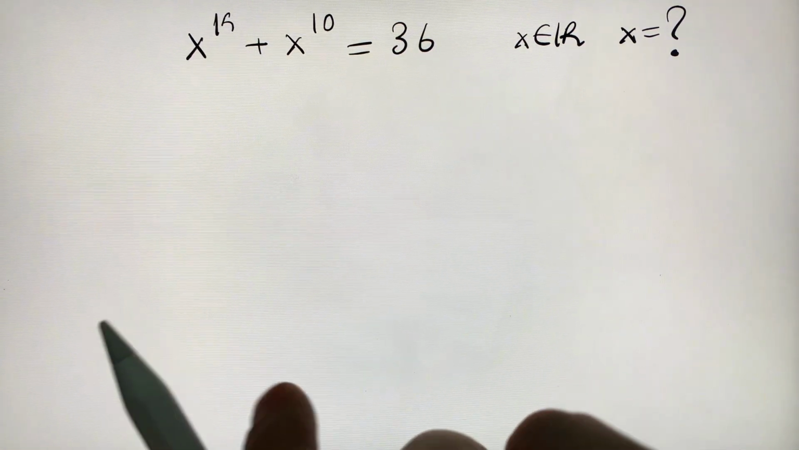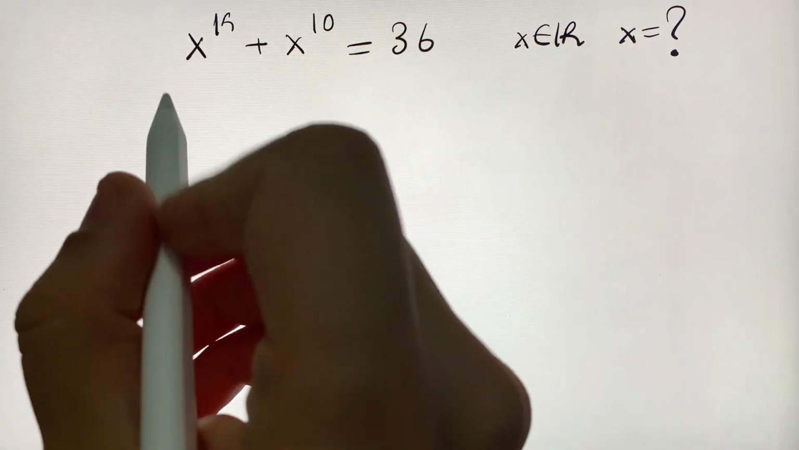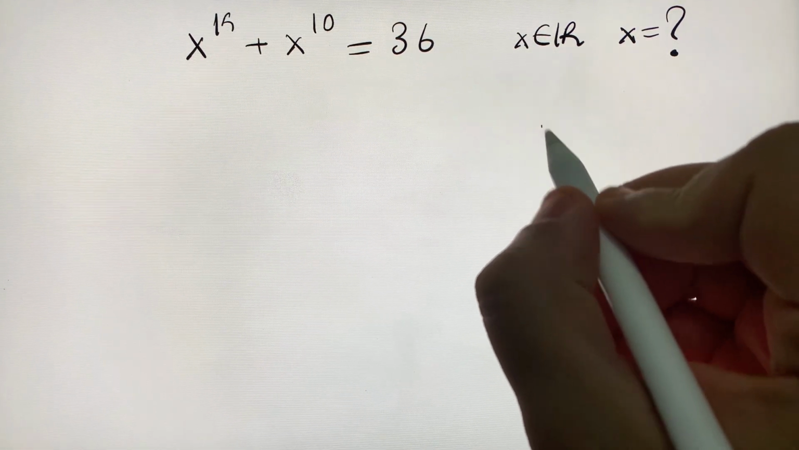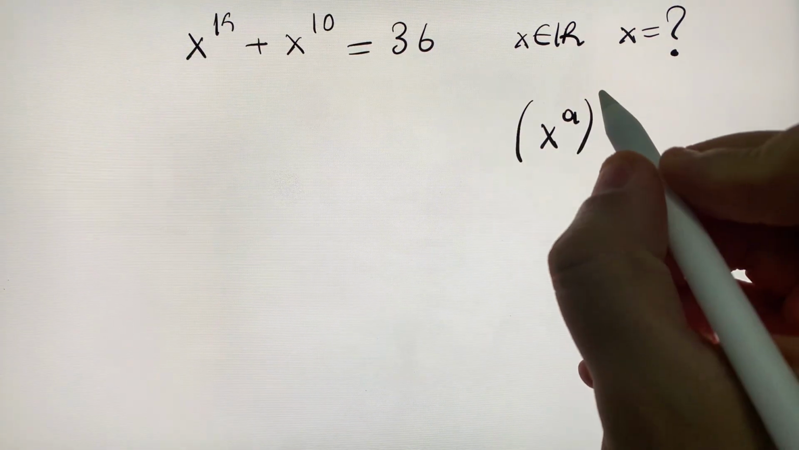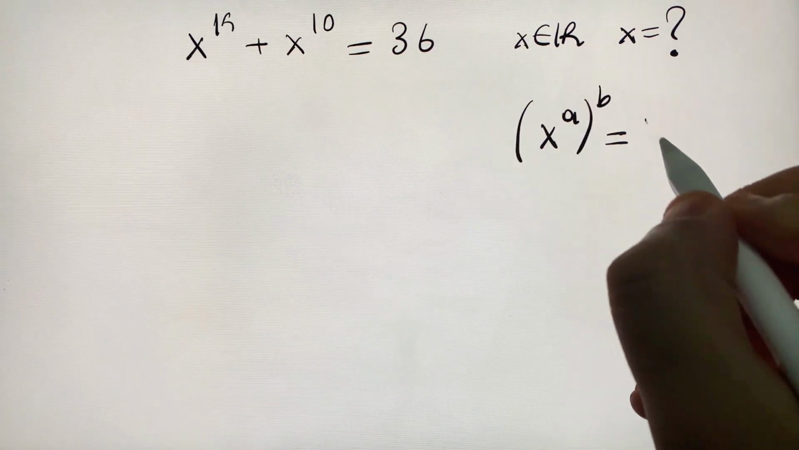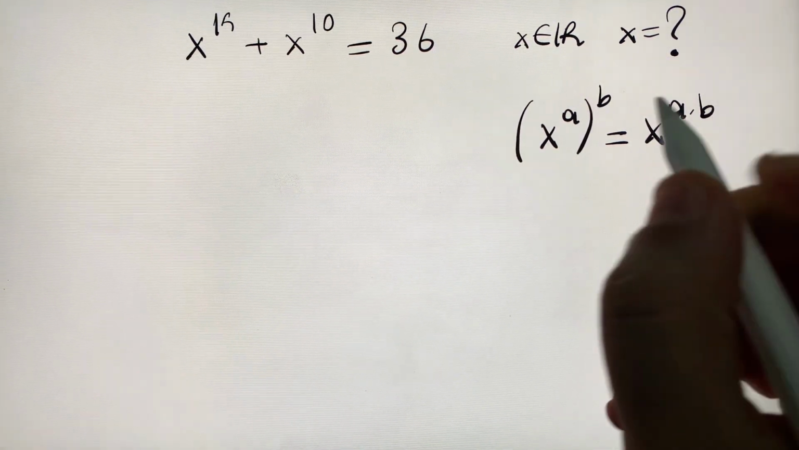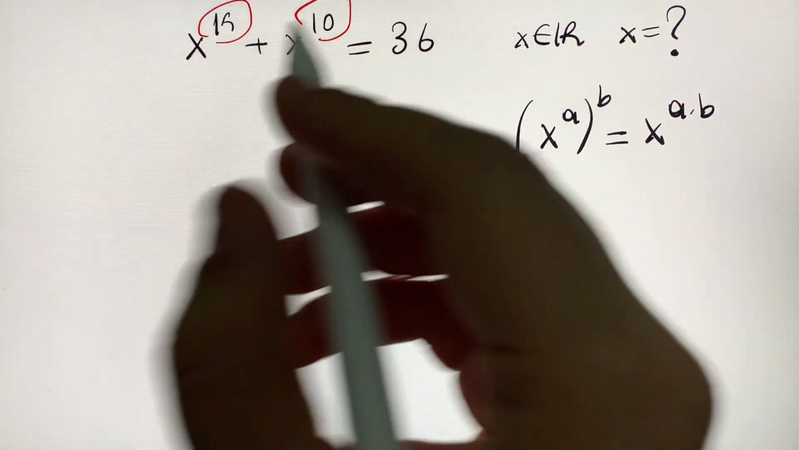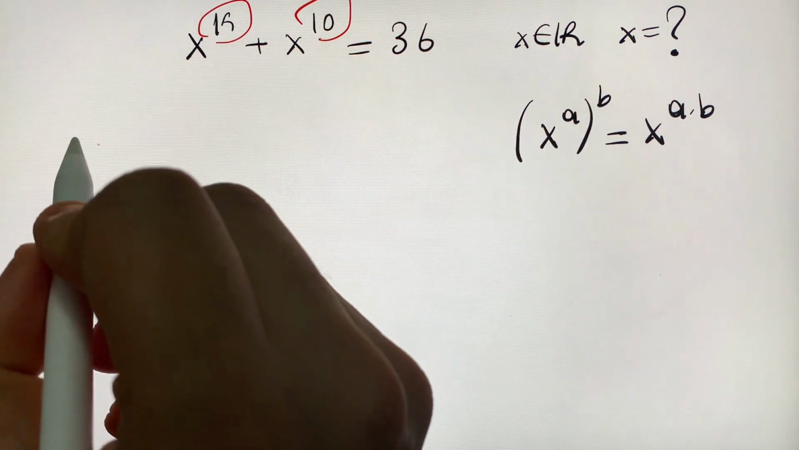Let's start. First, let's remember the rule for numbers in exponents: x to the a, all to the power b, is x to the a times b. Look, if you pay attention here, what can I do with these? The exponents can change.